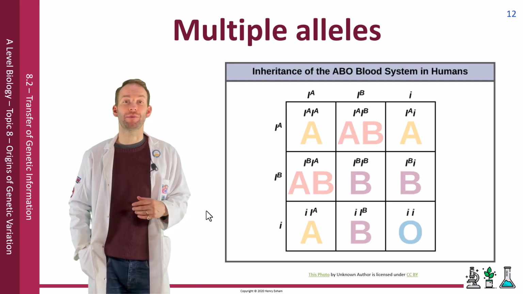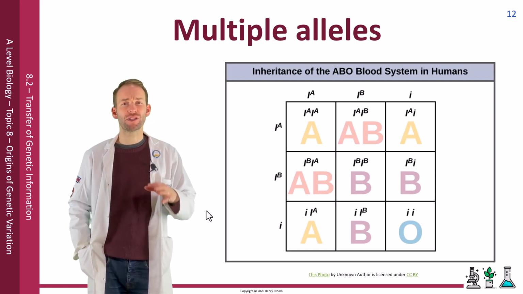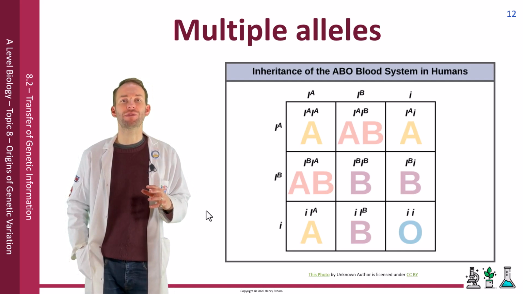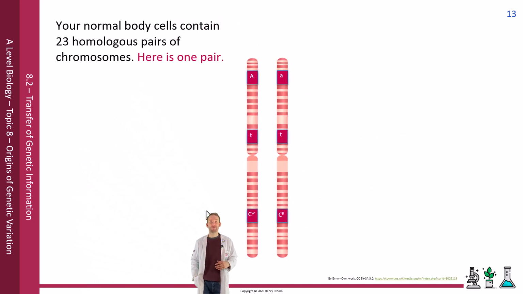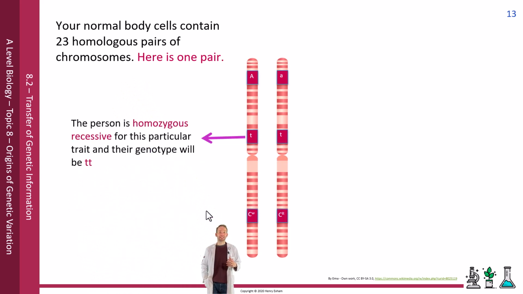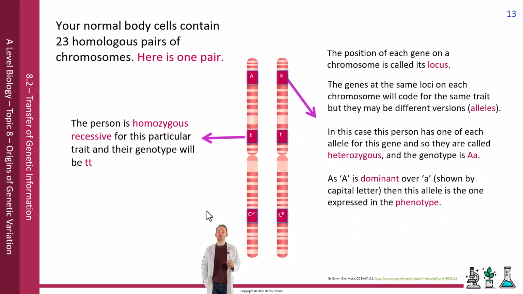And we'll look at blood type later on as more of an example. So if you look at this pair of homologous chromosomes here, this could be any pair. Let's call it chromosome pair number 7. In this case, there's a pair of genes here where they're homozygous recessive for that particular trait, little t. The locus is the position of the gene on the chromosome.